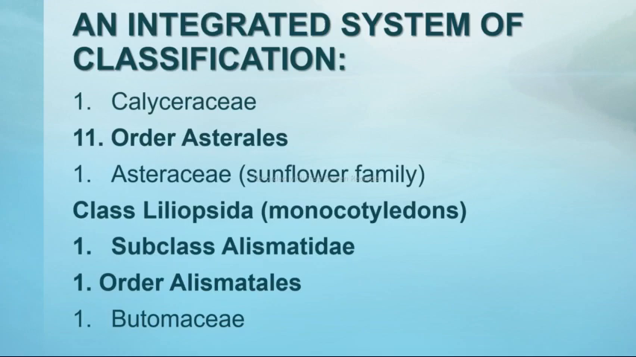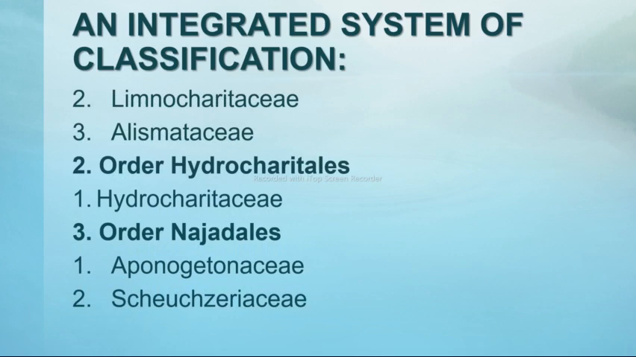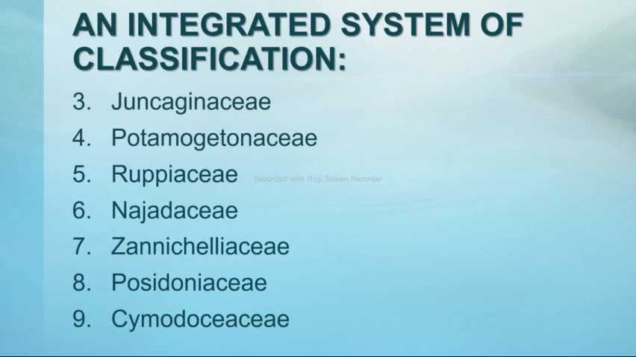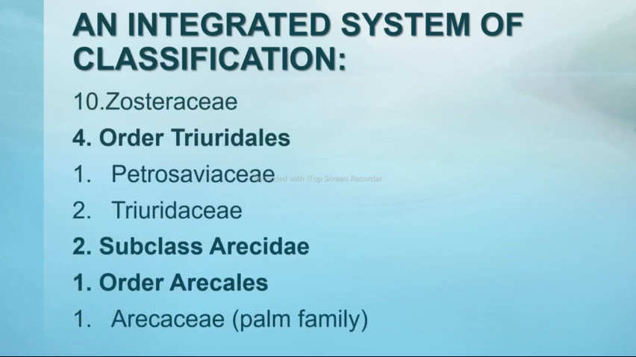It includes the first subclass Alismatidae, which includes the order Alismatales, and it includes Butomaceae, Limnocharitaceae, Alismataceae. And the second order is Hydrocharitales, which includes Hydrocharitaceae. Third order is Najadales, which includes the Aponogetonaceae, Scheuchzeriaceae. Next is the Juncaginaceae, Potamogetonaceae, Ruppiaceae, Najadaceae, Zannichelliaceae, Posidoniaceae, and Cymodoceaceae. Next is Zosteraceae. And the fourth order is Triuridales, which includes the Petrosaviaceae, Triuridaceae.